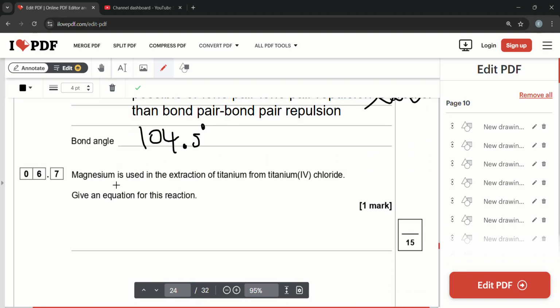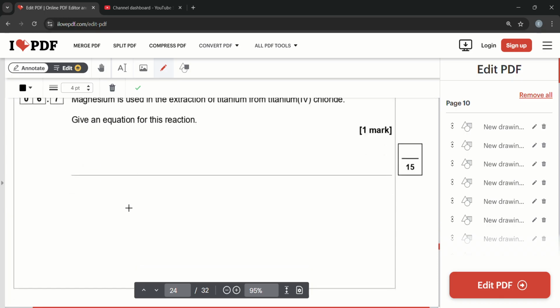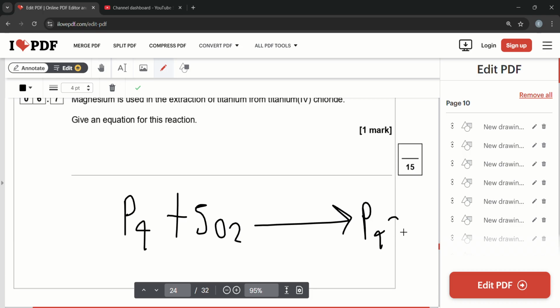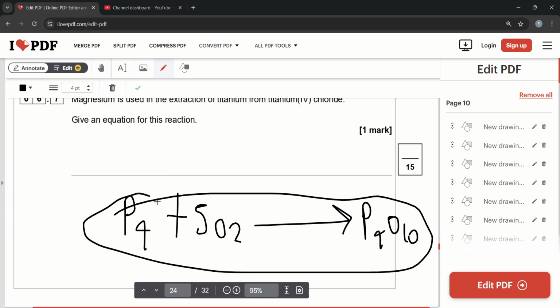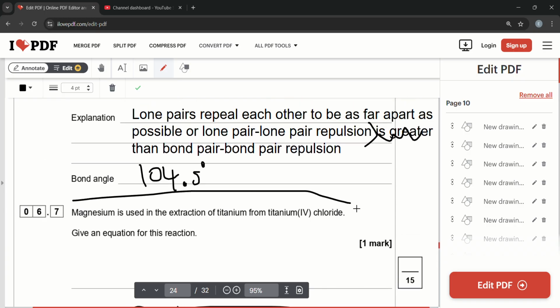Okay, then it says magnesium is used in the extraction of titanium from titanium chloride. Give an equation for this reaction. Another equation they really like to use. Same with the phosphorus oxide. This one where it's P4 plus 5O2 to form P4O10. Pretty sure that's the equation. Yeah. Same way they really like to ask this equation.